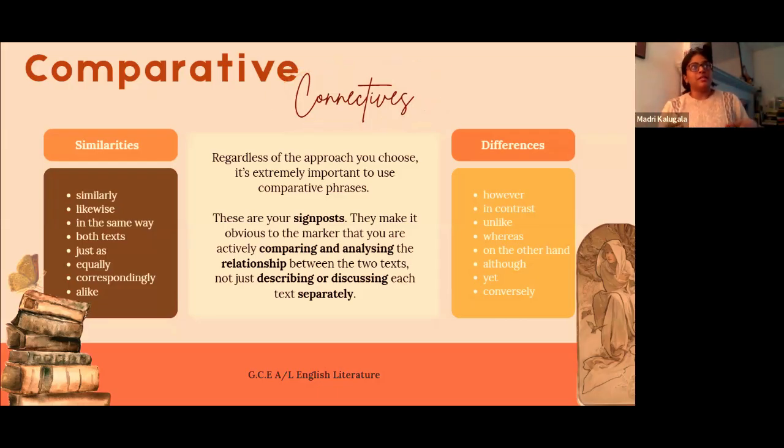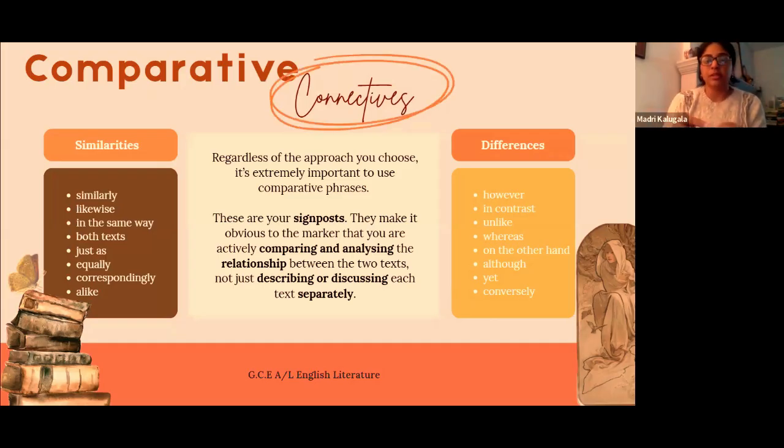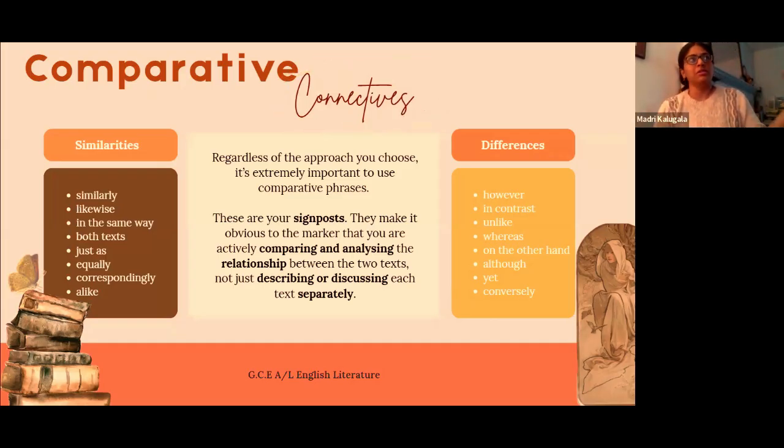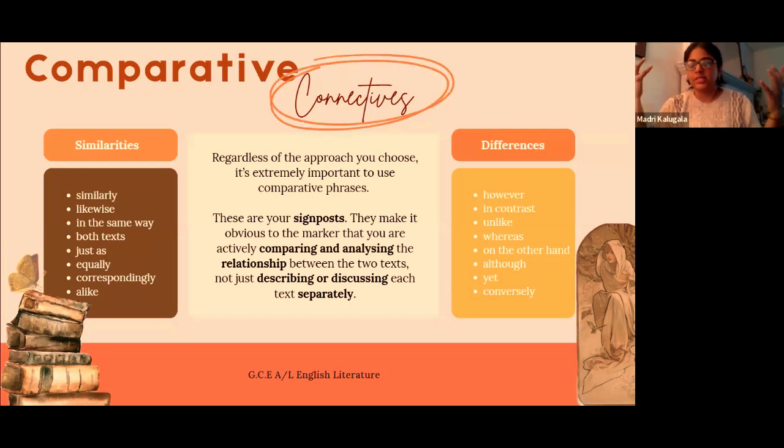Say you have different fabric, like paragraph A, paragraph B, intro, conclusion; all of these are different pieces of patchwork in a quilt. Imagine signposts are the thread that you move through each of them to connect them. If you don't have signposting, your essay is just going to be a bland set of statements. You ask, okay, so what? How do they connect? Signposting is really important because it makes it obvious to whoever's marking your paper that you are actively comparing and analyzing the relationship between the two texts, not just describing or discussing each text separately.